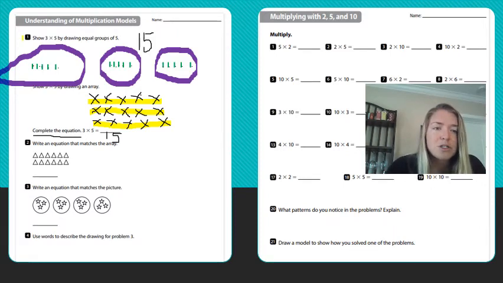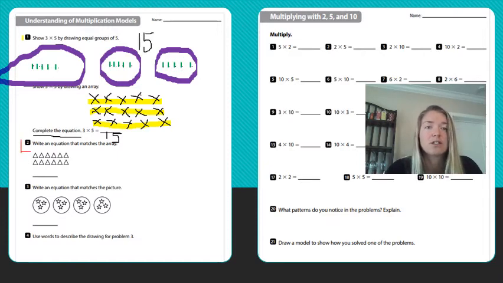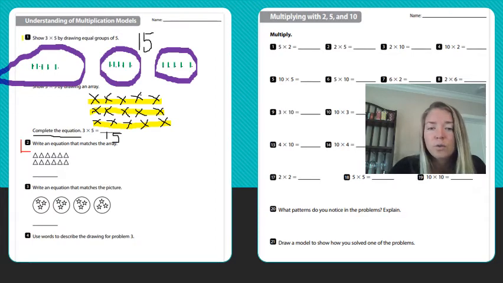For number 2, right here, it says write an equation that matches the array. So here's an array of triangles. It's a little bit neater than my black X's. So right now in this array, I see 2 rows. I'll go ahead and highlight those rows. This is my first row, and this is my second row. So I see 2 rows, and now I need to count how many triangles are in each row.